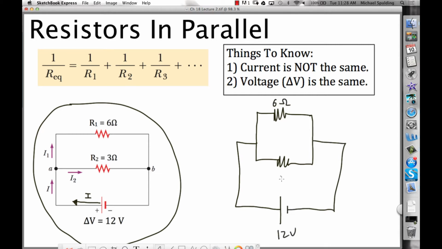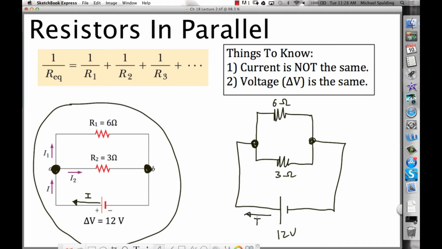Here's the 6 ohm. Here's the 3 ohm. So look, all that's happening, see this point right here? This point is where the circuit splits. That's this point, right? These 2 points are identical right there. Okay, and then this point is where the currents come back together again. Boom, that's this point. So let's label the currents up.